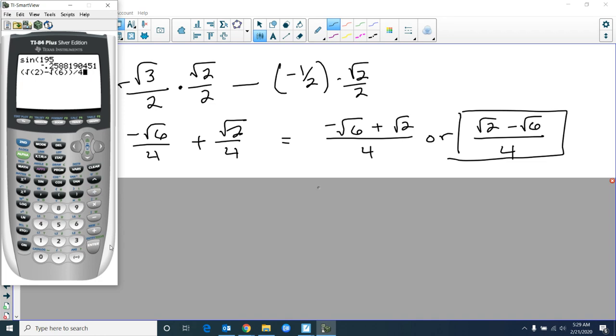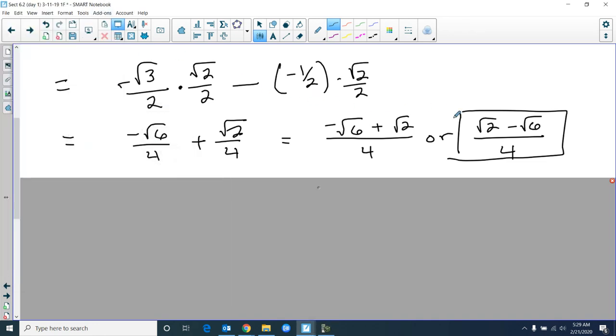Divided by 4. Okay, I get the same answer. So there I can just verify that I'm correct for that.